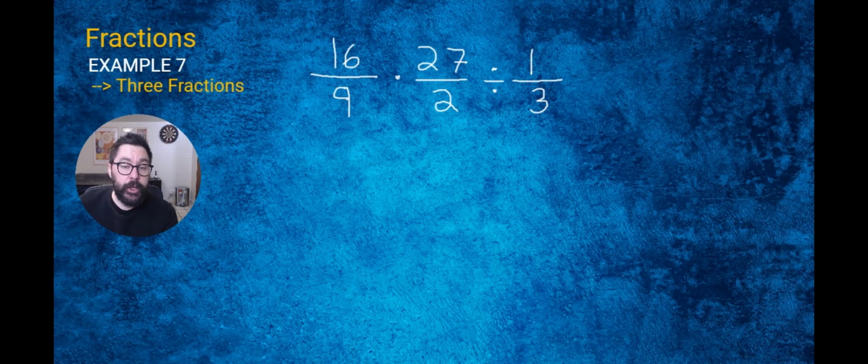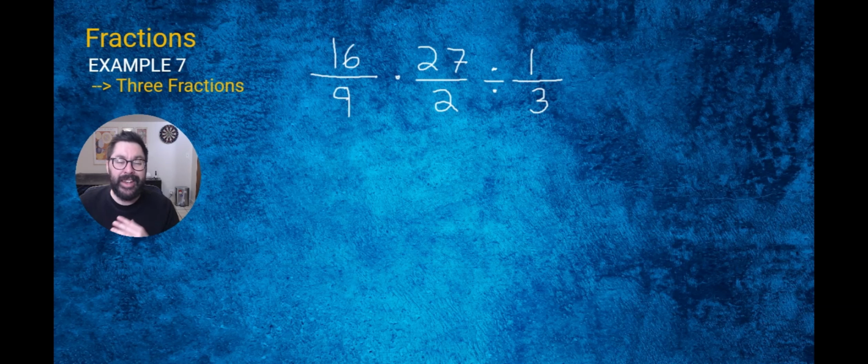So first thing I want to do is look at each individual fraction, 16 over 9, 27 over 2, 1/3. Can I simplify any of those? Because if I can, let's do that. Unfortunately, I'm mean, and my example doesn't have any of those that simplify. So let's move on. Now, first step is, what I would recommend is just let's get rid of division symbols.